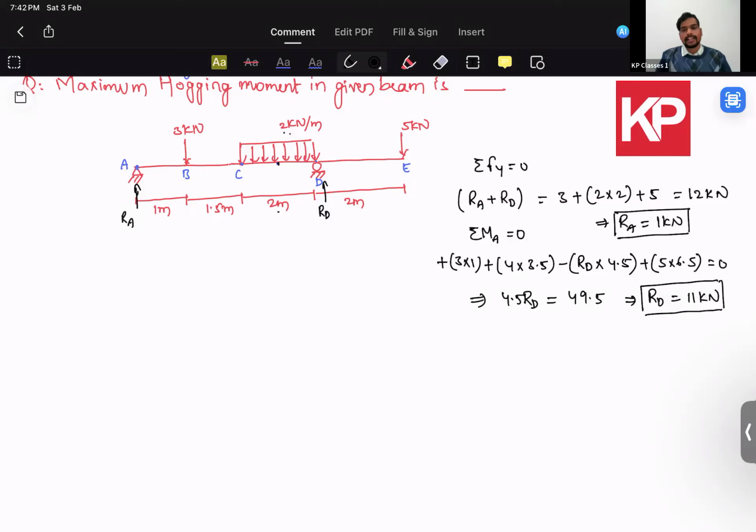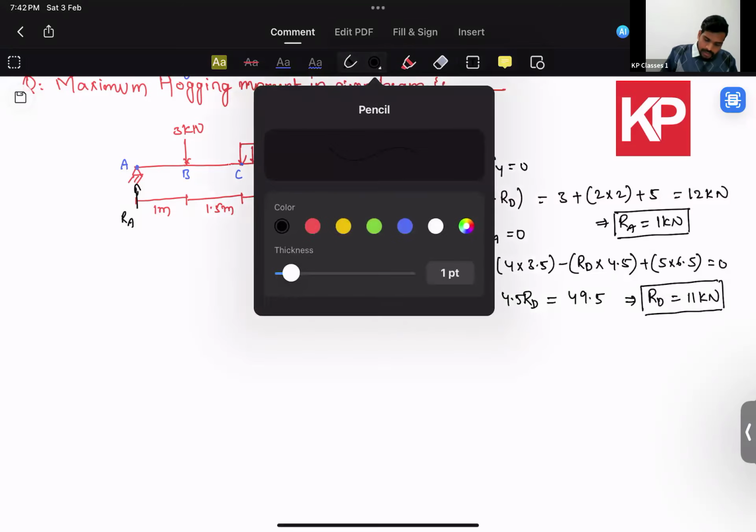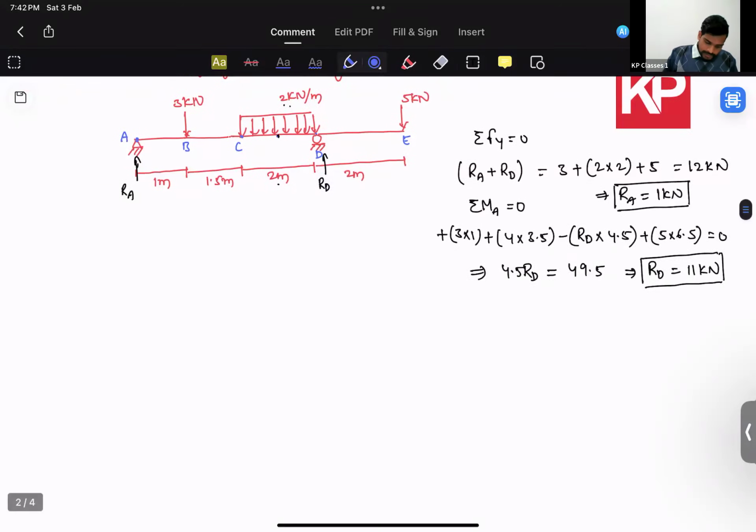So we have solved the support reactions. That's the first part. Now let us draw the SFD and BMD quickly for this particular beam. Let me draw the beam over here. There is an upward reaction of 1 kilonewton at point A. Then this is, say, point B, and there is an external loading of 3 kilonewtons acting at this point.